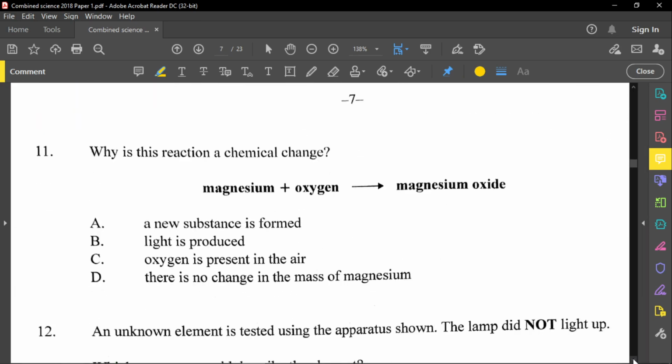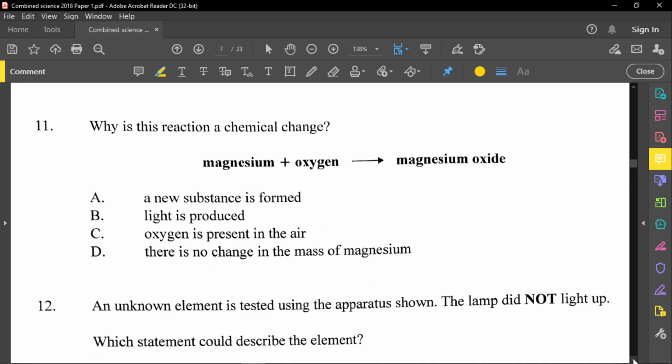For question number 11, it says, why is this reaction a chemical reaction? Magnesium plus oxygen gives you magnesium oxide, simply because a new substance is formed. Chemical changes always produce new substances.